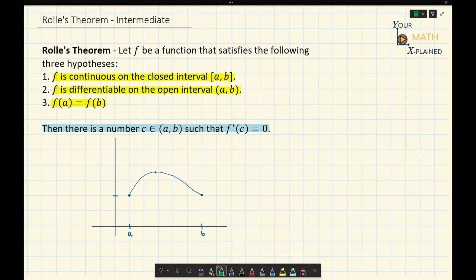And similarly, if we decide to go downwards first, then at some point we would have to go back up. And where we change direction, that is going to be where our horizontal tangent line is. And of course, if we decide that we're not going to go up or go down, it's just going to be a horizontal line, then in which case, every point in between AB has a horizontal tangent line.